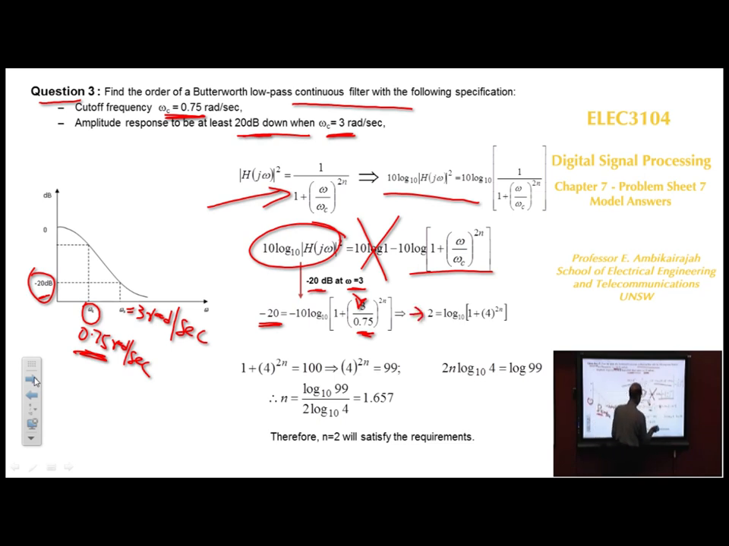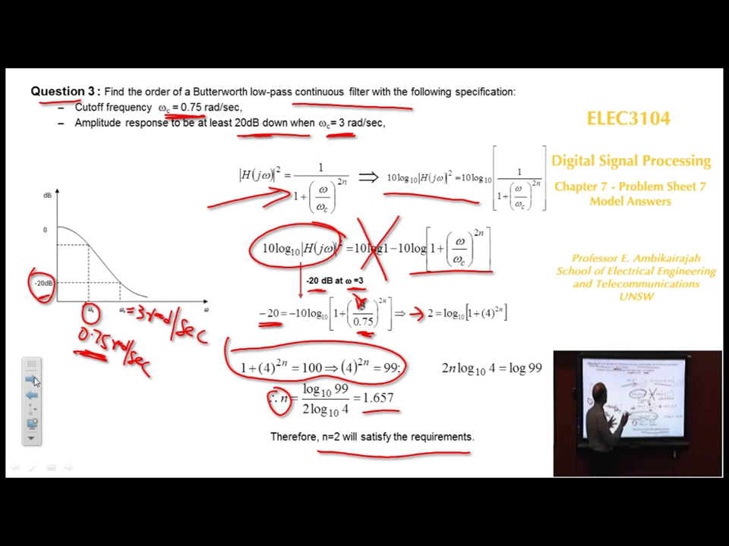From here you get 2, and then you simplify. I don't need to go through this simplification again. And you calculate that n becomes 1.657. Therefore, n equal to 2 will satisfy the requirements. So different questions are given in different ways, and you really have to work them out. There's not much difference between this question and the previous questions. So the principle is the same.